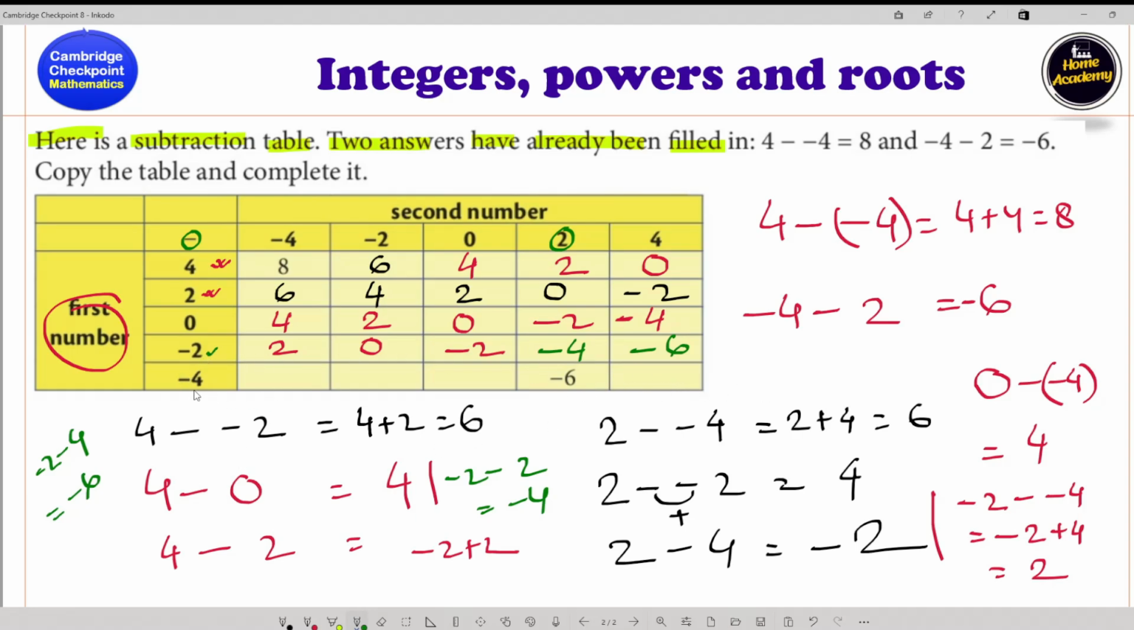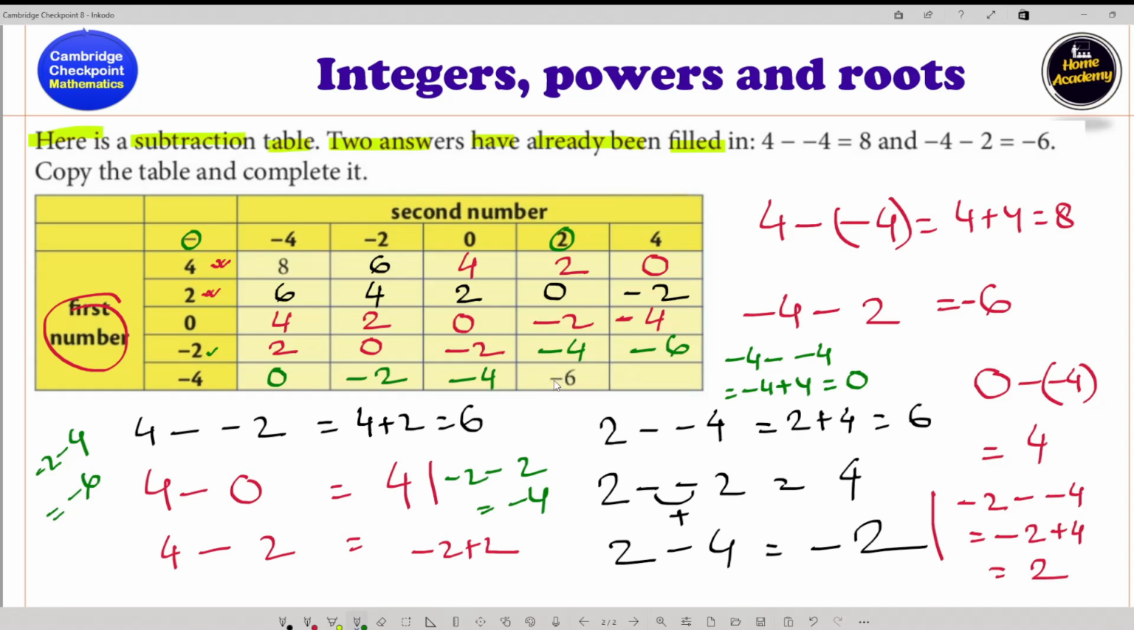Now here is minus 4, then minus, we can write here minus 4, then minus, and then minus 4. So we can write minus 4, minus and minus is plus 4, and then what? Minus 4 plus 4 is 0. So here is 0. Next, minus 4, then minus 2. So minus and minus is a plus 2. So minus 4 and plus 2, it will be minus 2. Okay, minus 4 minus 0 is minus 4.